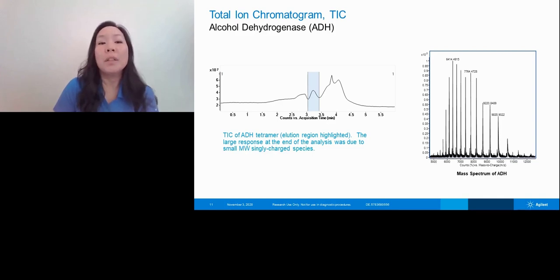And to give you an idea of what the mass spectra looks like, you can see on the right is the mass spectrum of ADH, and you can see the charge envelope. It's far more extended into the 5,000 to 6,000 m/z range, and it does extend out further with the AJS source.